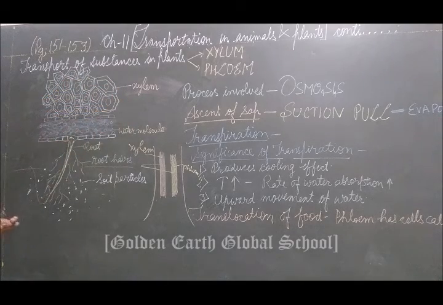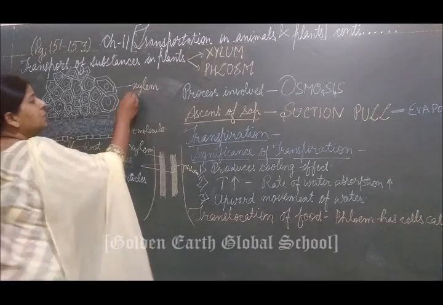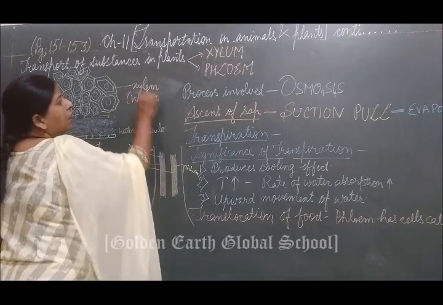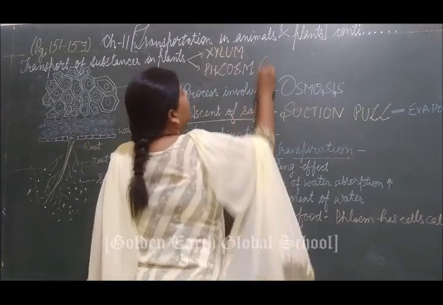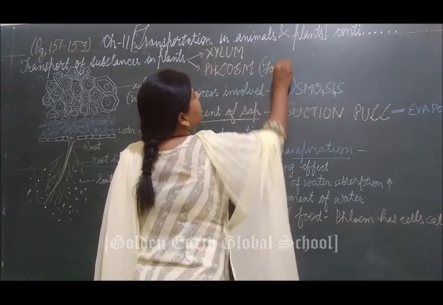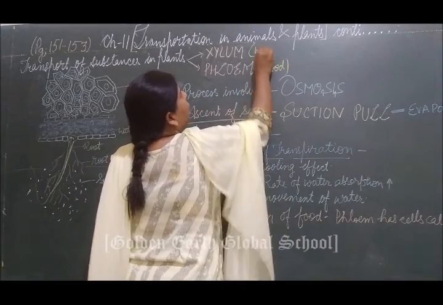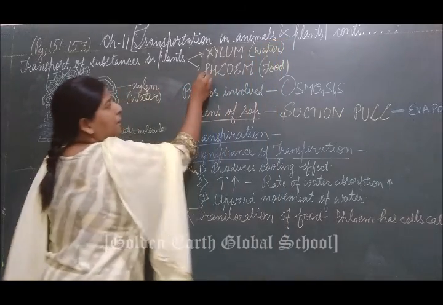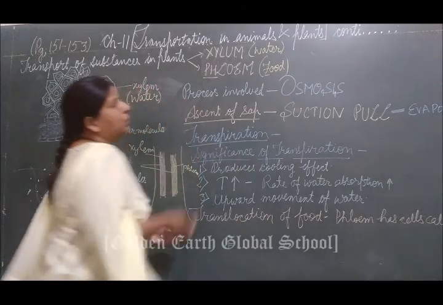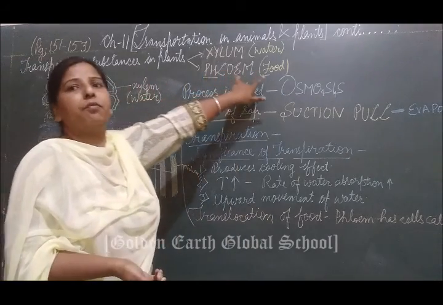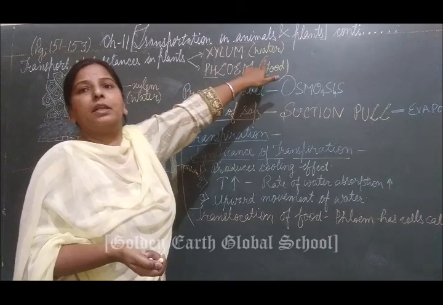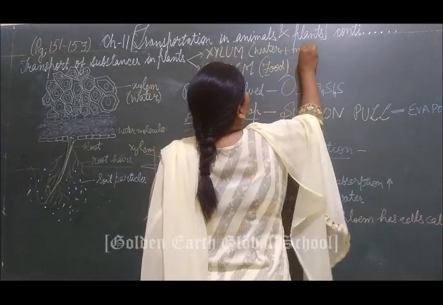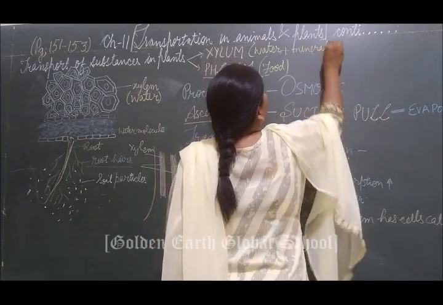Xylem is mainly the conducting channel which is responsible for the conduction of water. And phloem has to conduct the food, and xylem will conduct the water. Just keep it in mind that phloem, with the F sound, is also in food. So phloem will conduct the food and xylem will conduct the water plus minerals. Along with the water, it also absorbs the minerals.